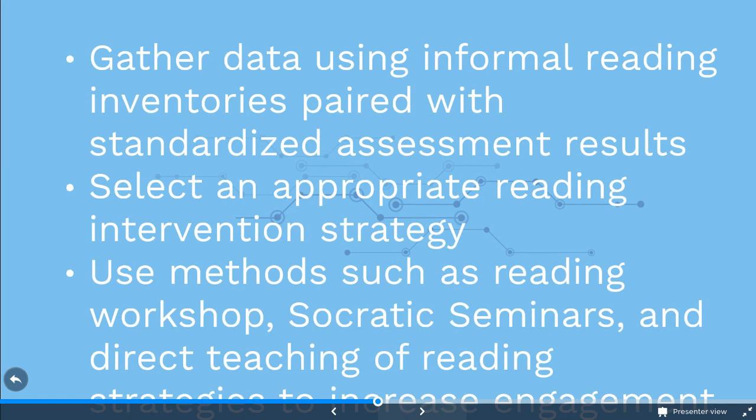So some things that I did: I gathered data using informal reading inventories paired with standardized assessments. I selected appropriate reading intervention strategies, and I used things like the reading workshop method, Socratic seminars, and direct teaching of reading strategies in order to increase engagement and reading comprehension skills.